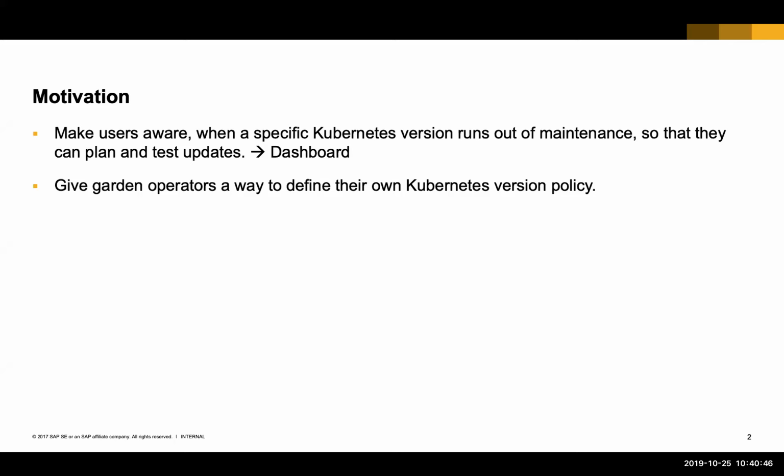And this should be visible in the dashboard. It's not completely decided where we want to display it, but I talked to Lucas, who is the PO of the dashboard, about how to display the specific states of Kubernetes versions and when they expire. And the other thing is that we also want, of course, to give Garden operators a way to define their own Kubernetes version policy. This means how many Kubernetes versions are supported and how long they are supported, and when specific Kubernetes versions run out of maintenance.